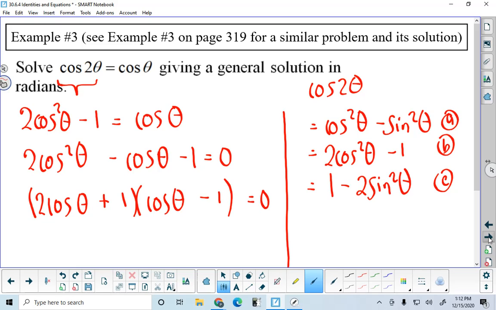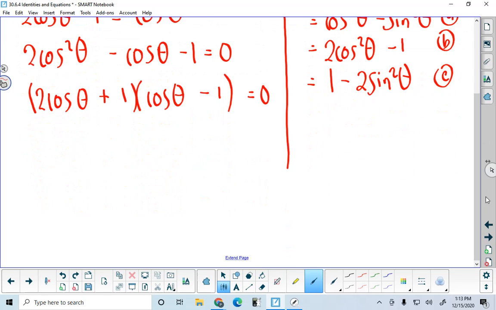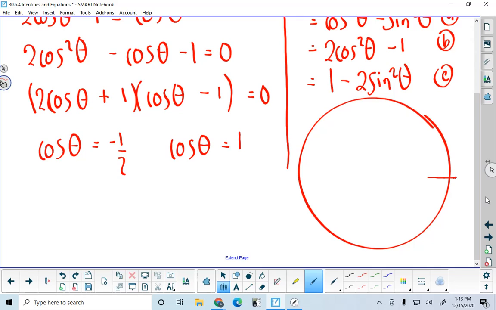Yeah, I think so too. So now that leads us to 2 inescapable conclusions. 2 cos plus 1 equals 0, which means cosine of theta equals negative 1 over 2. And cosine of theta minus 1 equals 0, which means cosine of theta equals 1. Cosine is an x-coordinate. X equals negative 1/2 here and here. And cosine equals 1 here.